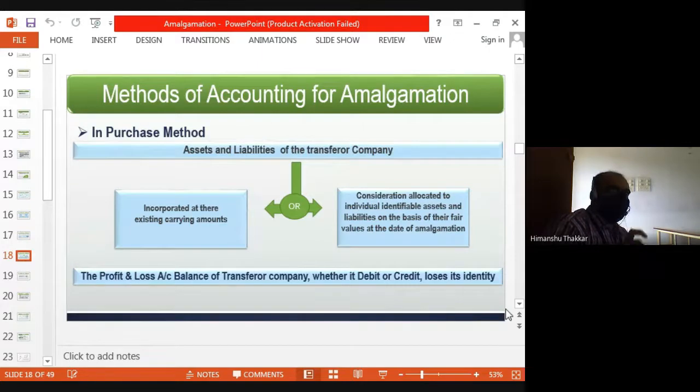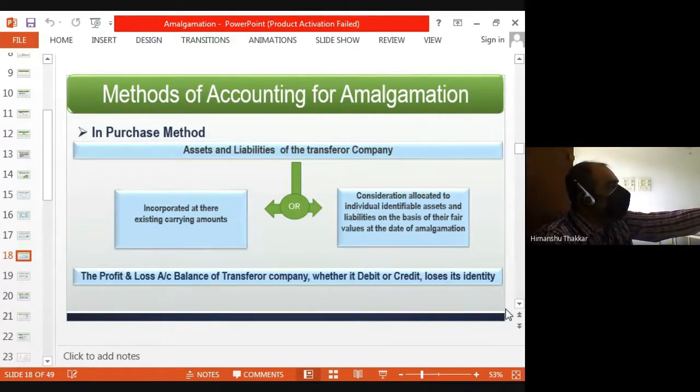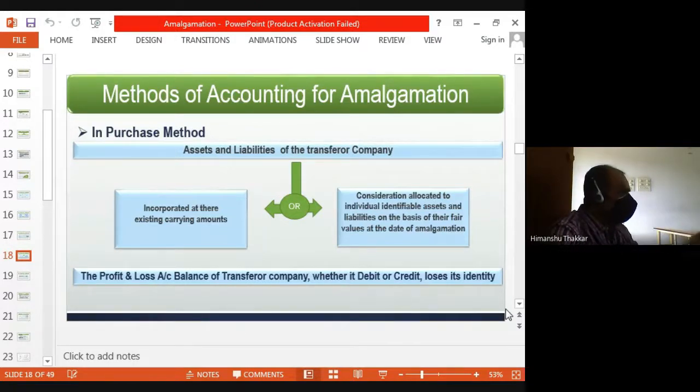What about P&L? In merger, you added the P&L, but in purchase, P&L of transferor company is of no use to transferee company. You need to ignore it. Don't take it to the new balance sheet. In our example, if A Limited is taking over B Limited, the P&L account balance of B Limited will not be written in the A Limited's balance sheet. P&L account balance of transferor company, whether it is debit or credit, loses its identity. Don't take that in the new balance sheet under purchase method.